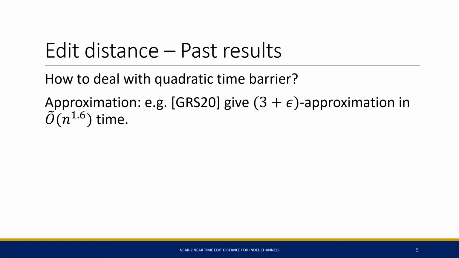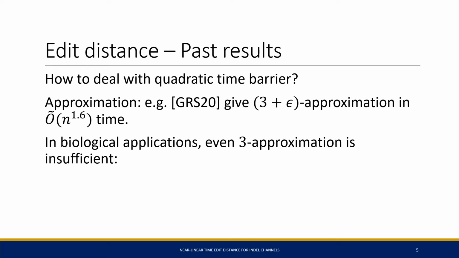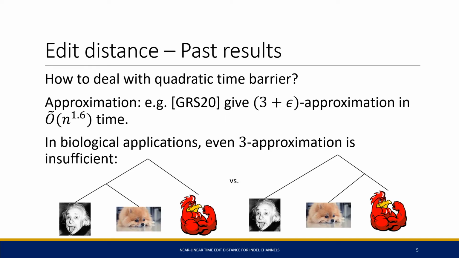So one approach in the theory community has been to define approximation algorithms. So for example, there's been a recent exciting line of work, which I believe the most recent result is a 3 approximation algorithm in roughly n to the 1.6 time. However, for biological applications, 3 approximations are usually insufficient, even though 3 seems like a small approximation ratio in most settings. And the reason for this is that even with a 3 approximation, you can't distinguish between two mammals being more closely related than, say, a mammal and a bird, for example.